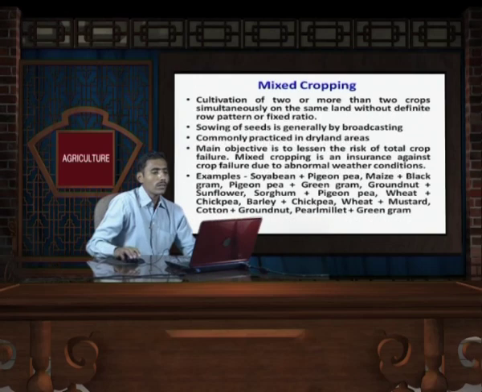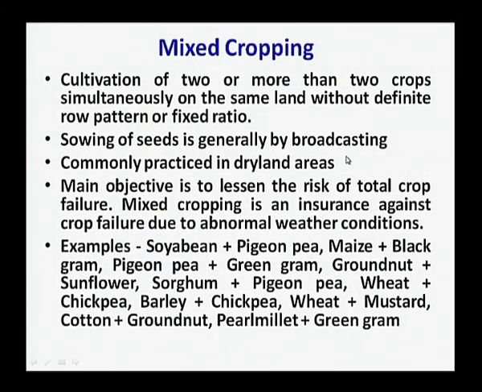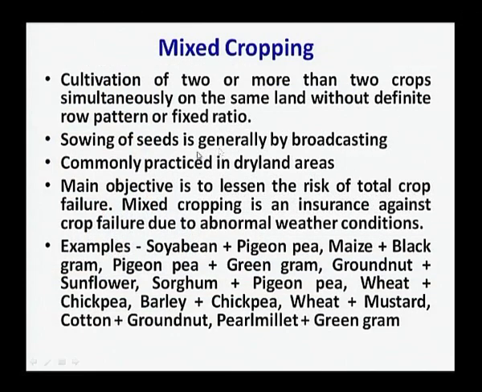Another is mixed cropping. Mixed cropping is cultivation of two or more than two crops simultaneously on the same land without a definite row pattern. We have seen that in intercropping crops are grown with a definite row pattern, but in mixed cropping there is no definite row pattern, and crops are grown mixed. Sowing of seed is generally by broadcasting, commonly practiced in dryland areas. The main objective of mixed cropping is to lessen the risk of total crop failure. Mixed cropping is an insurance against crop failure due to abnormal weather conditions.